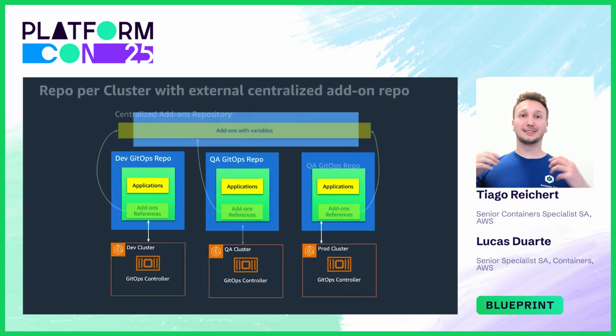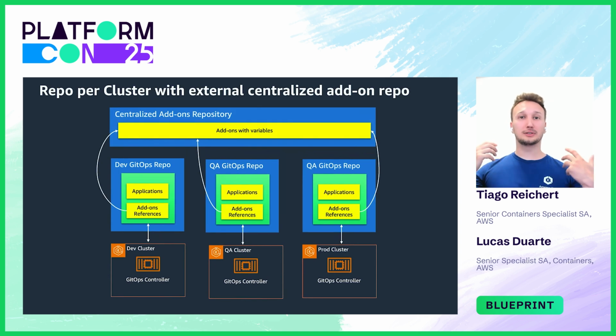What you could do is have a centralized add-ons repository on which you can manage those add-ons and the versions of those add-ons, the configuration of those add-ons, all the manifests, and just in each of your environments, Git repository point to that centralized add-on repository so that you can still have a centralized way to manage the add-ons, but have the fine-grained access control across your environments.